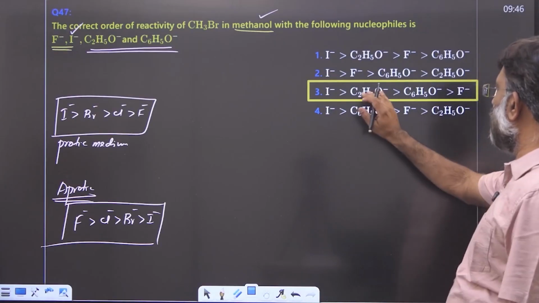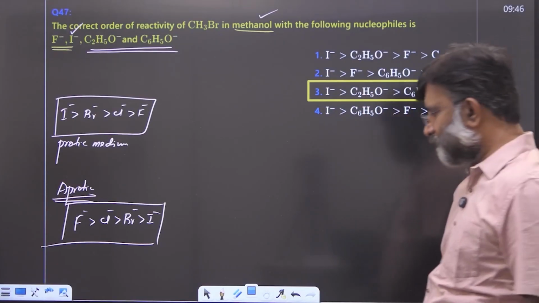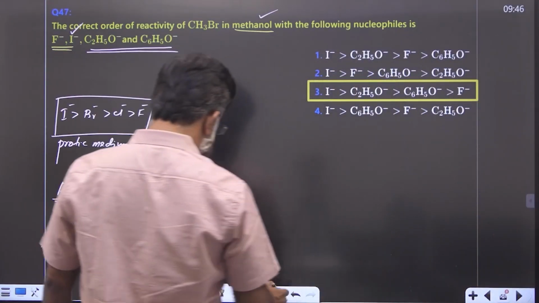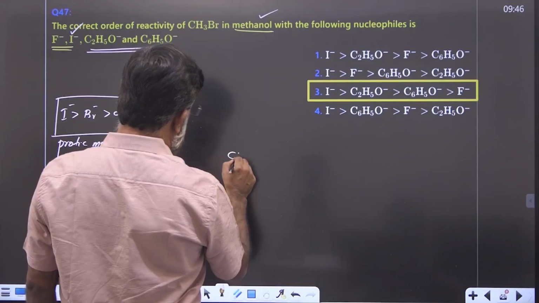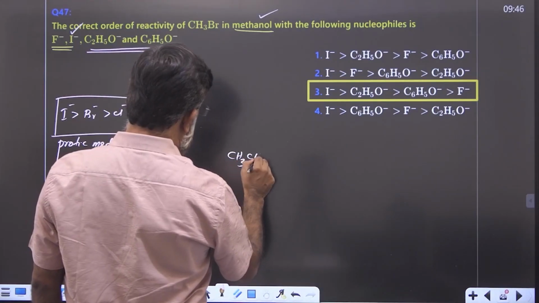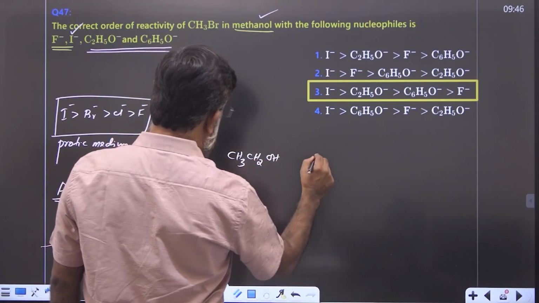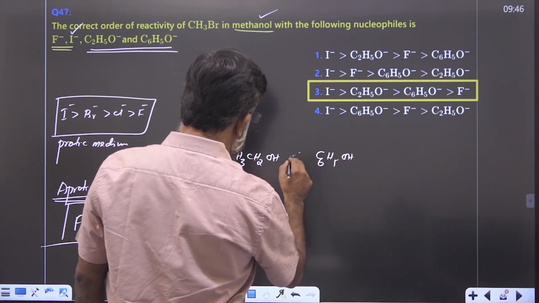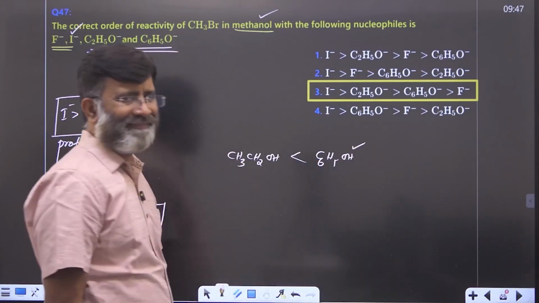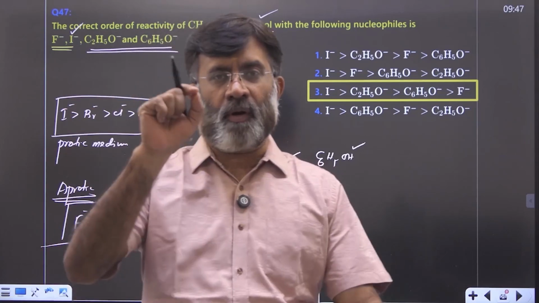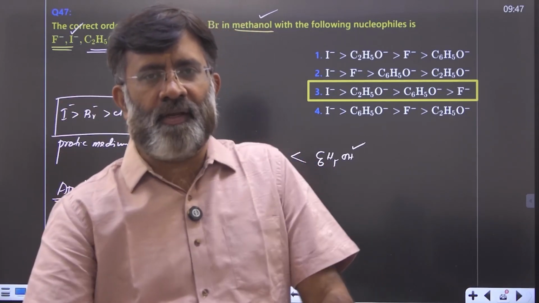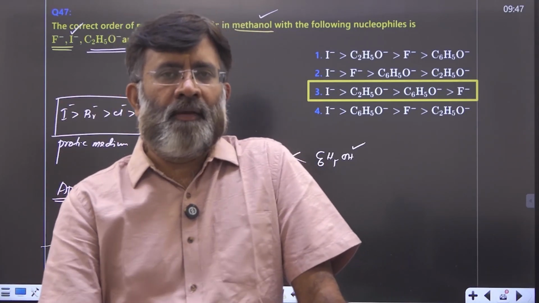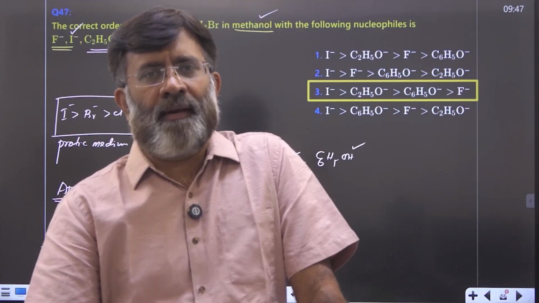And what about ethoxide and phenoxide? It's very simple to categorize. CH3CH2OH and C6H5OH. You know, this is more acidic. Phenol is more acidic than alcohol. We studied that. We know that. Phenol is more acidic than alcohols.